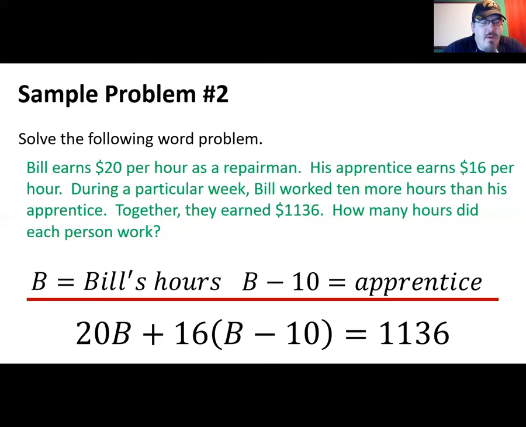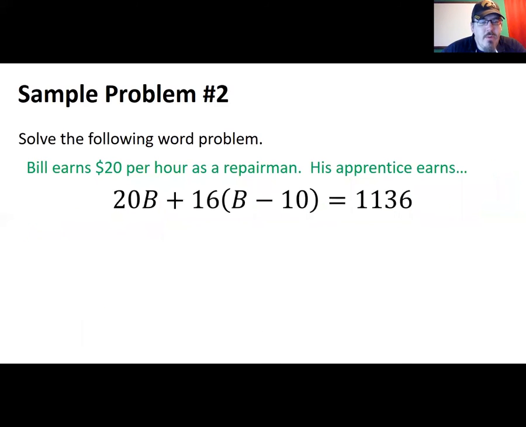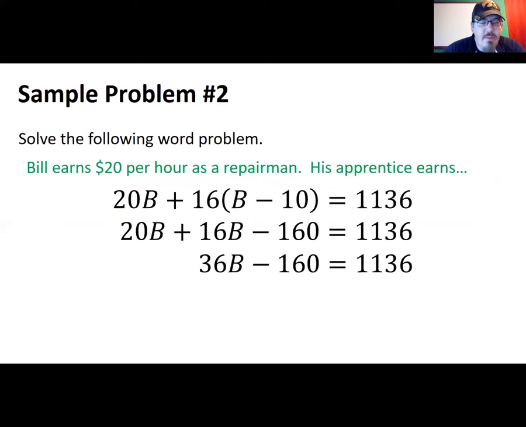All right, so now we can go ahead and solve our equation. So I'm just rewriting the problem. Again, we have some simplifying that we need to take care of by doing the distributive property. So we're going to go ahead and distribute the 16 through the parentheses, and that gives us the 20b plus 16b minus 160. We still need to finish simplifying by combining like terms. So the 20b and the 16b gets us 36b, and then the minus 160.